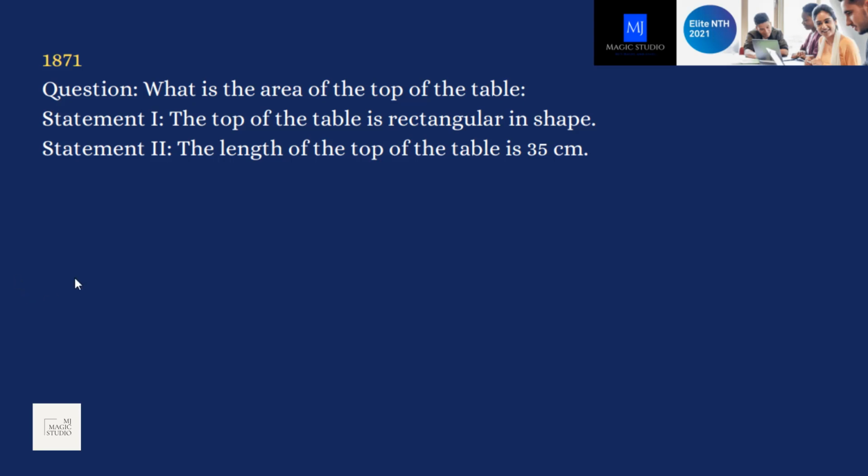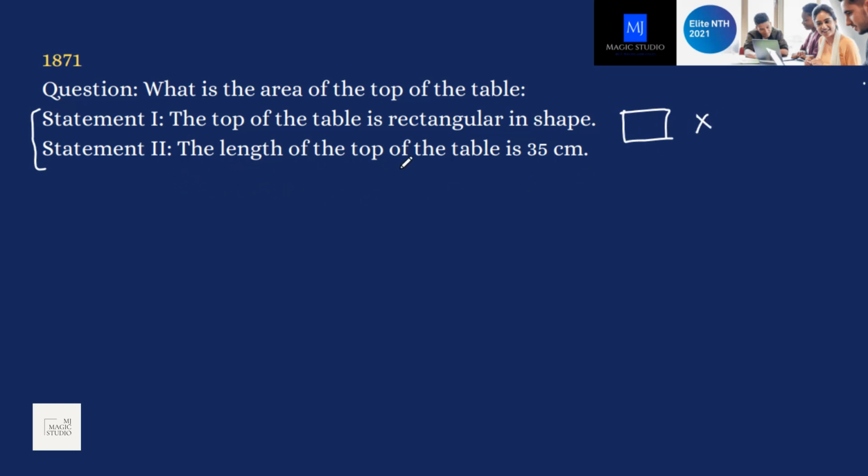The first question to start with is data sufficiency, and we know the drill. The question is: what is the area of the top of the table, and we need to find whether the two statements are sufficient to answer this or not. Statement 1 says the top of the table is rectangular in shape. We can't find the area.